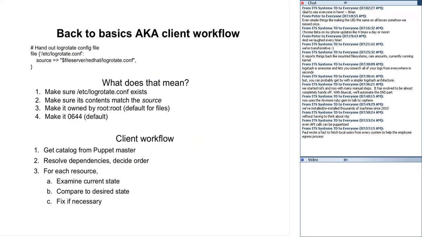So the Puppet client will get the catalog from the Puppet master and resolve the dependencies. And for this example here, it's going to check and see whether logrotate.conf exists, and then check whether its contents match what's on the file server in Puppet. And then if it needs to, it will fix it. And otherwise, it'll just move on to the next one.